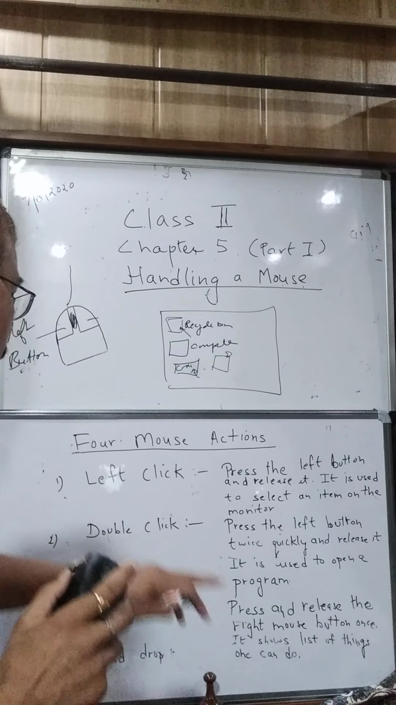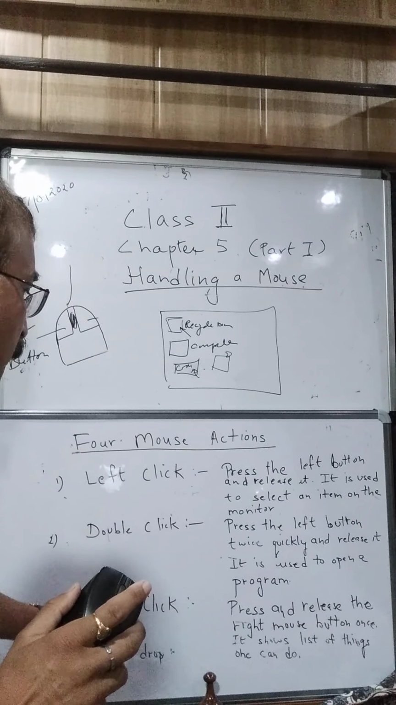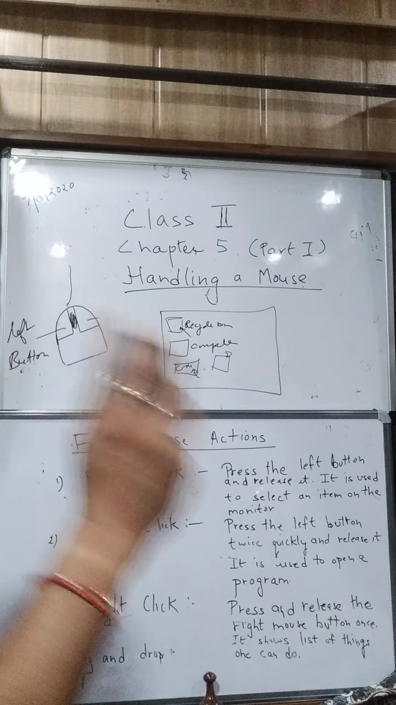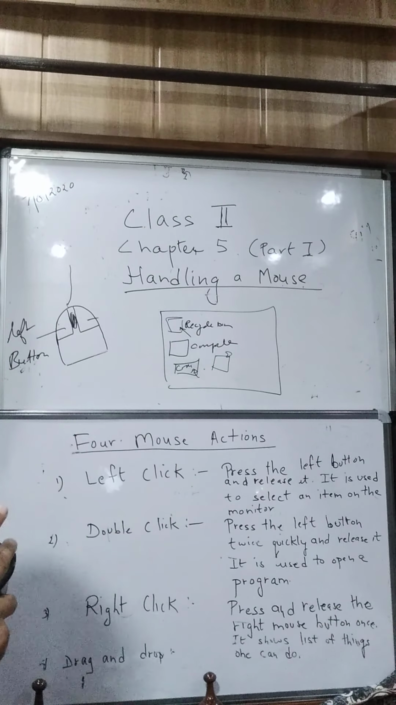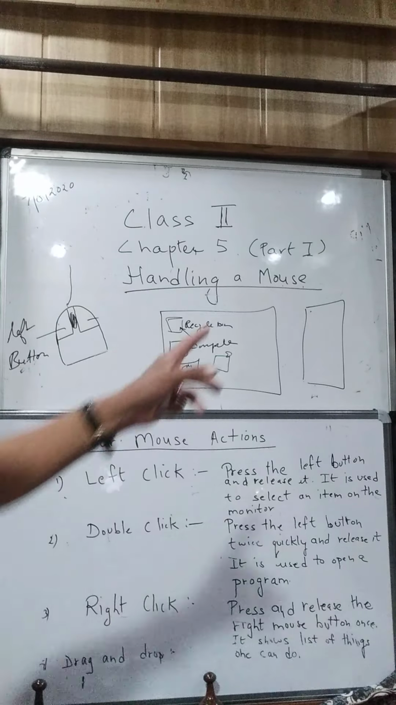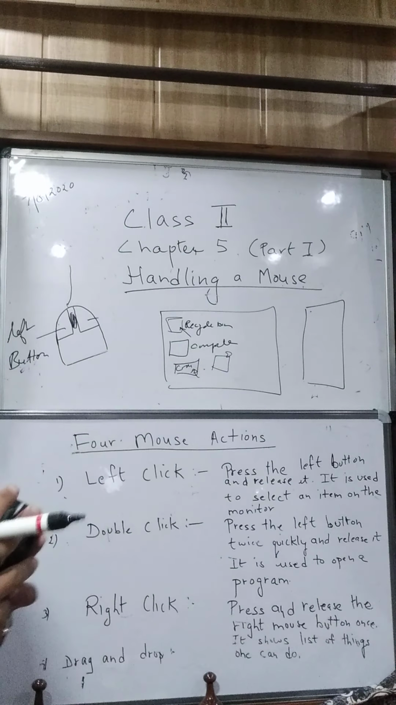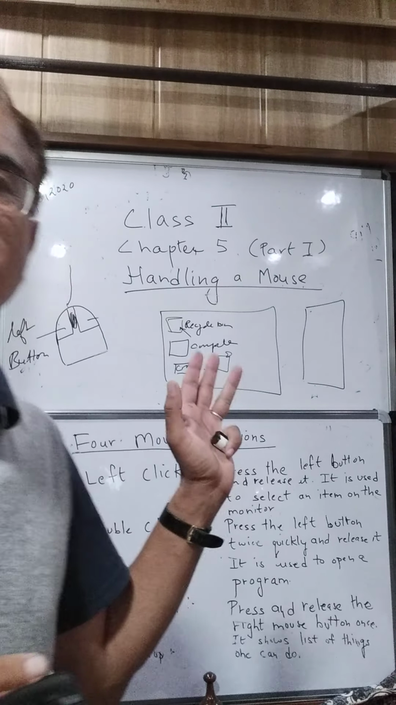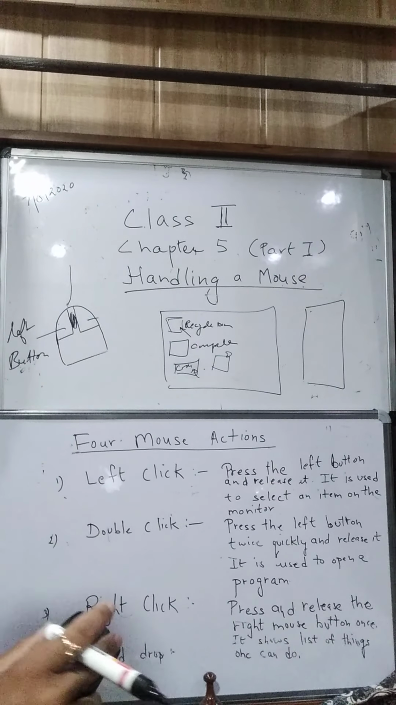I will not say double click the right button. Now, what is right click? When I press the right button once and release it, what will happen? A pop-up list will appear showing what you can do: cut, copy, paste, rename. All the options you'll get by pressing the right button of the mouse. I've already explained each and everything when we had Zoom classes.